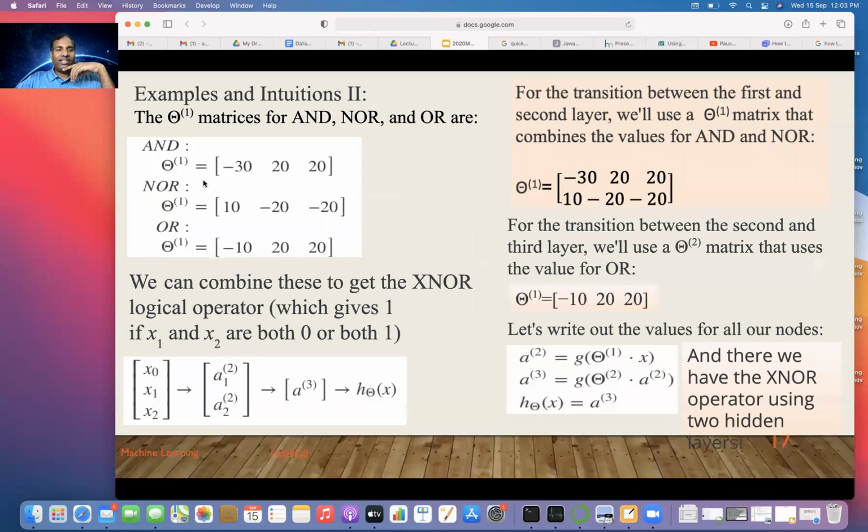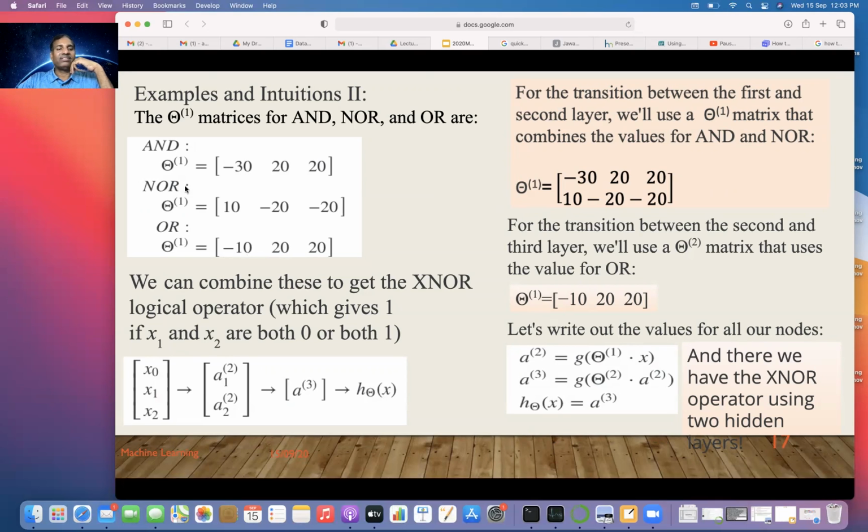Here the AND gate is written as minus 30, 20, 20. The NOR gate is 10, minus 20, minus 20. And for the OR gate, you need weights minus 10, 20, 20. So OR is easy, right? Even if one input becomes non-zero, it should become positive. This minus 10 is the bias. The bias will see that only if both are zeros does it become negative. Otherwise, even if one is non-zero, you'll get positive.